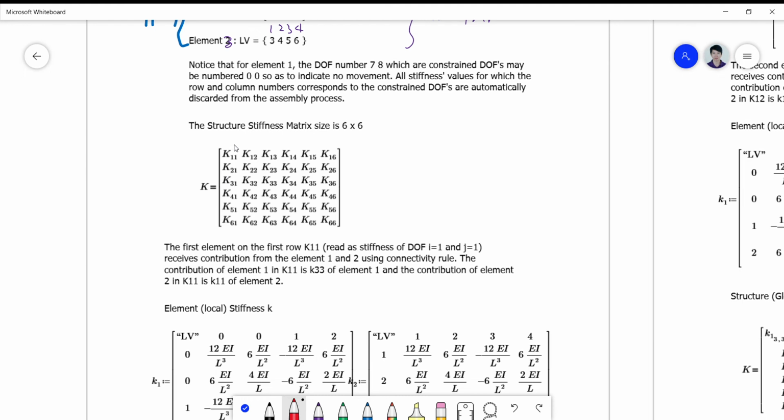So if I will draw now, if I want to get my capital K11, which is the first cell on the first row of your structure stiffness matrix, I need to draw the local and the global. So what is your local K11? If I will take a look at the global first, okay, so I divide this into 3. This is the global. Where's my capital K11? My 1 is this one.